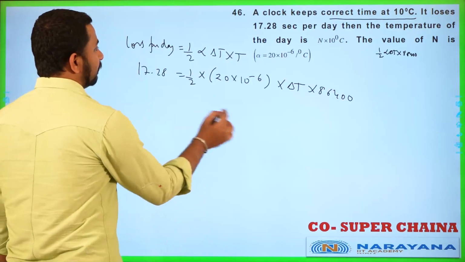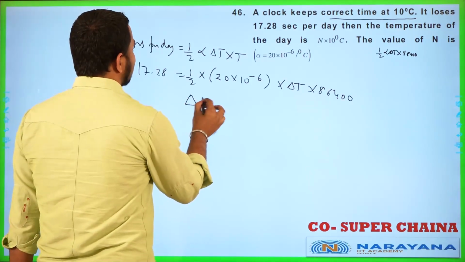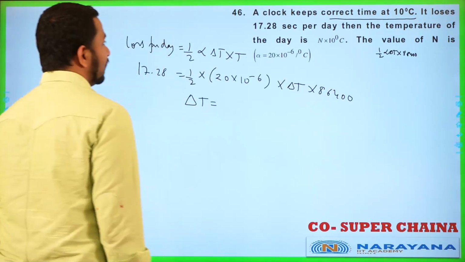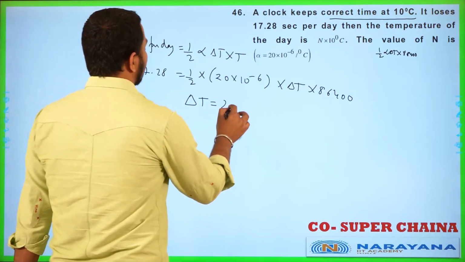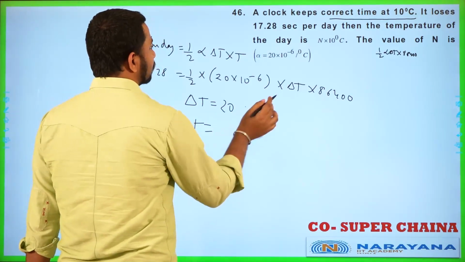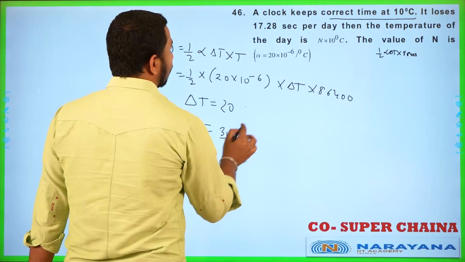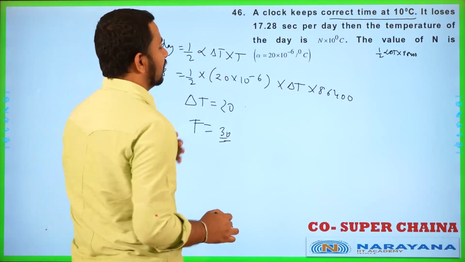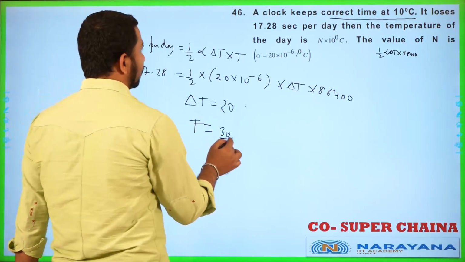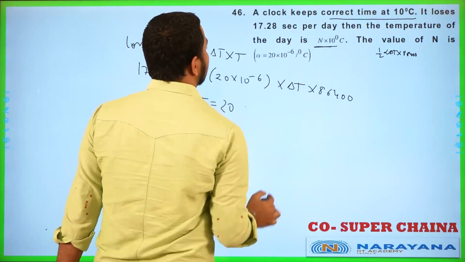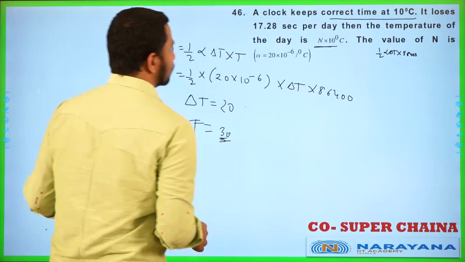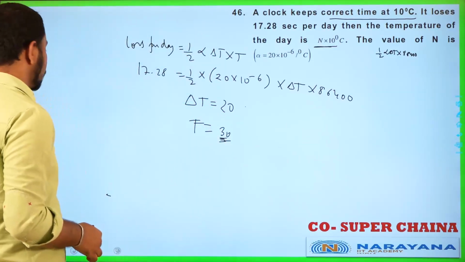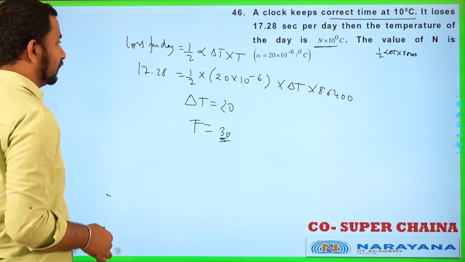Students, if you simplify here, delta T will come as 20 and T we have to calculate. So T2 will be 30, because initially it is 10. So the change is n into 3, so n will be 3 for this question, right? So let's move to the next question now. Pretty simple expression for this one.